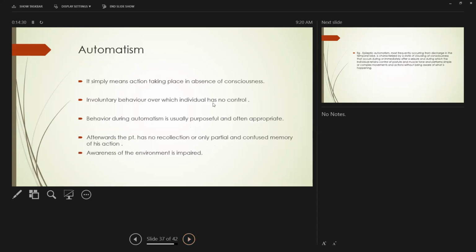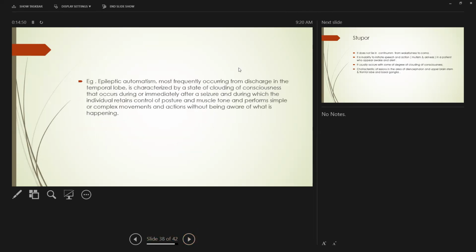Next is automatism. It simply means taking place in absence of any consciousness. It is an involuntary behavior over which the individual has no control. Behavior during automatism is purposeful and often appropriate. Afterward, the patient has no recollection or only partial memory of his action. An example is epileptic automatism, most frequently occurring after discharge in the temporal lobe. It is characterized by a state of clouding of consciousness that occurs during or immediately after a seizure, during which the individual retains control over posture and muscle tone and performs simple or complex movements and actions without being aware of what is happening.